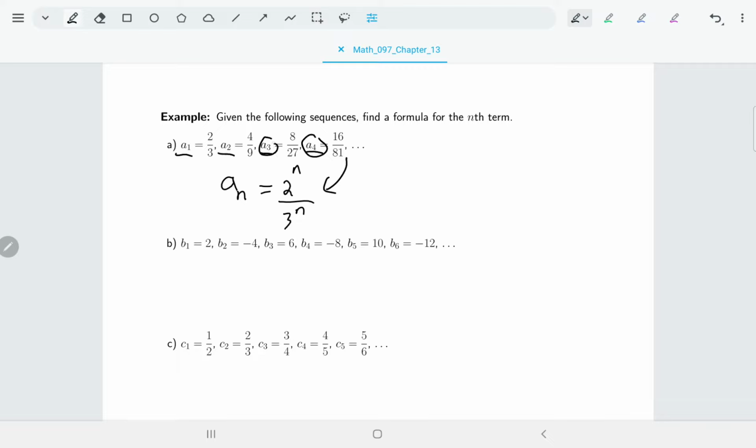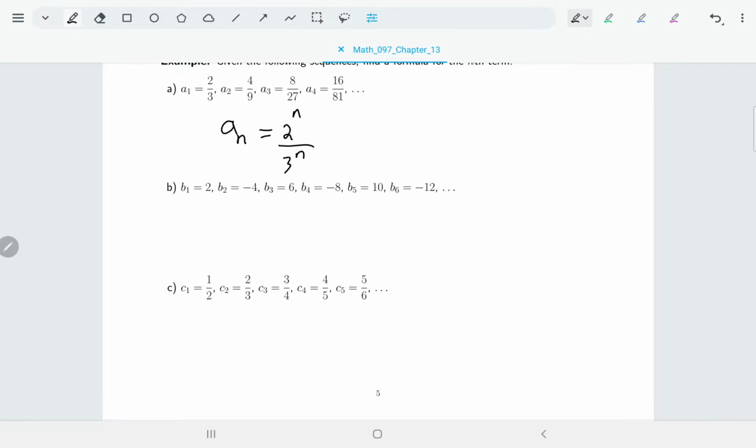If I put in 3 for n, do I get 8/27ths? The answer is yes, and so for that, I can feel fairly happy and fairly confident that I've got the right formula. So we're going to do the same sort of thing for the next one. We're going to come up with a formula for this alternating sequence.